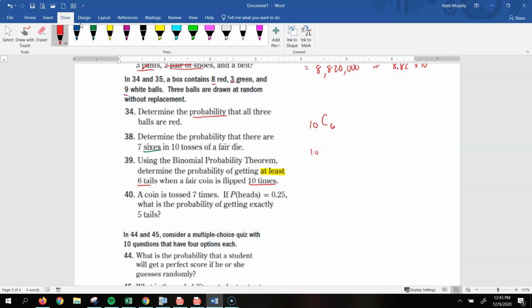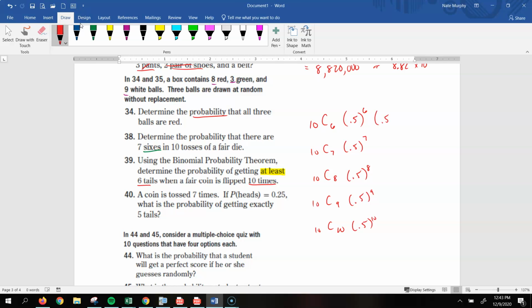So I'd have 10 choose 6, then 10 choose 7, because I could get 7 tails, 10 choose 8, because I could get 8 tails, 10 choose 9, and 10 choose 10. We're going to multiply that times the probabilities. Now it's a fair coin, so that means a 50% chance of getting heads, a 50% chance of getting tails. So this would be 0.5 to the 6th, 0.5 to the 7th, 0.5 to the 8th, 0.5 to the 9th, and 0.5 to the 10th power.